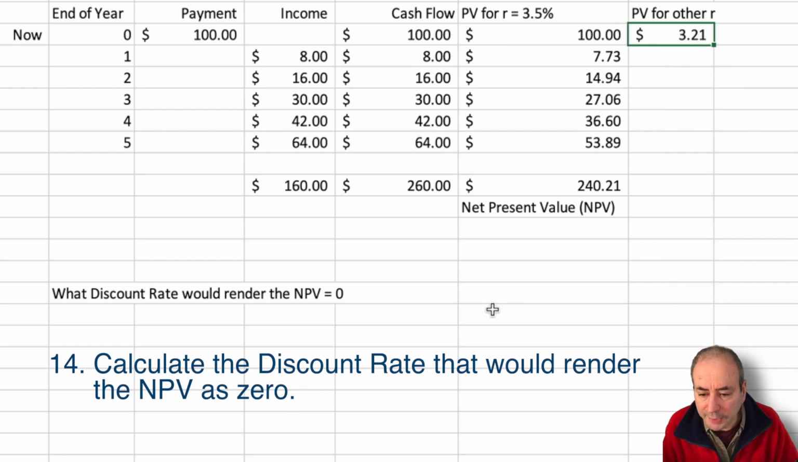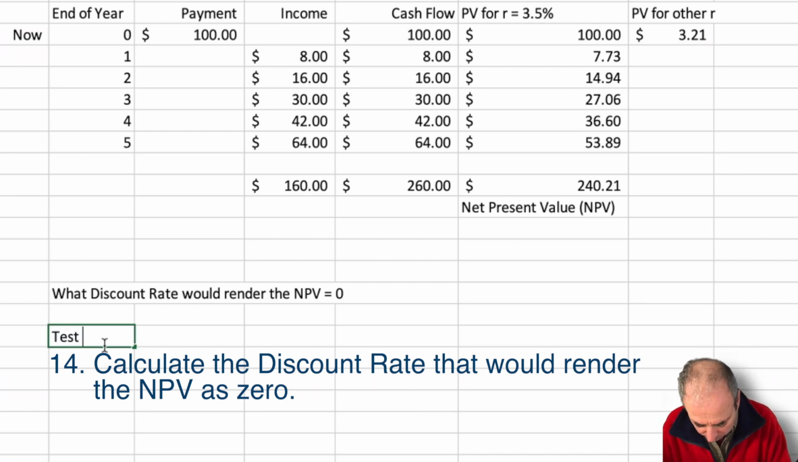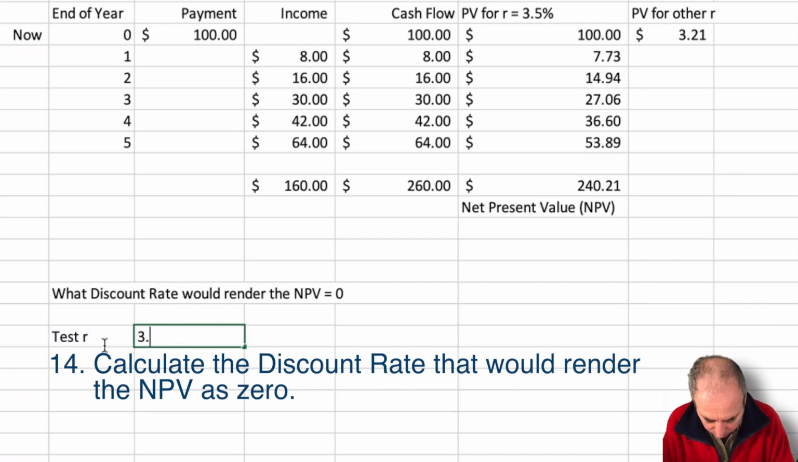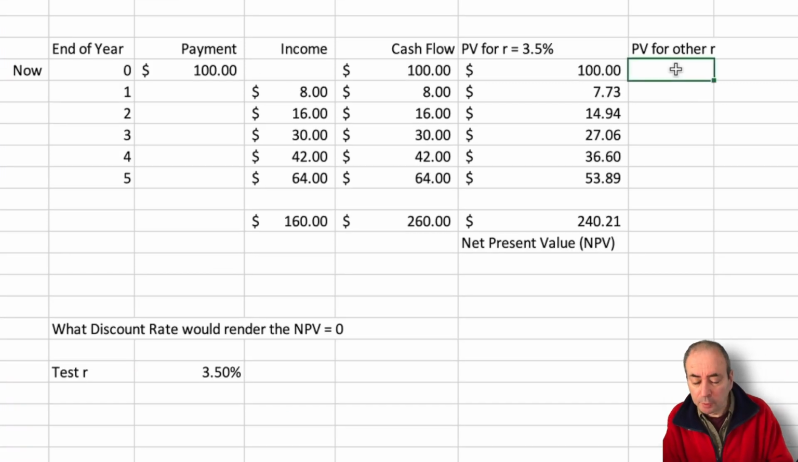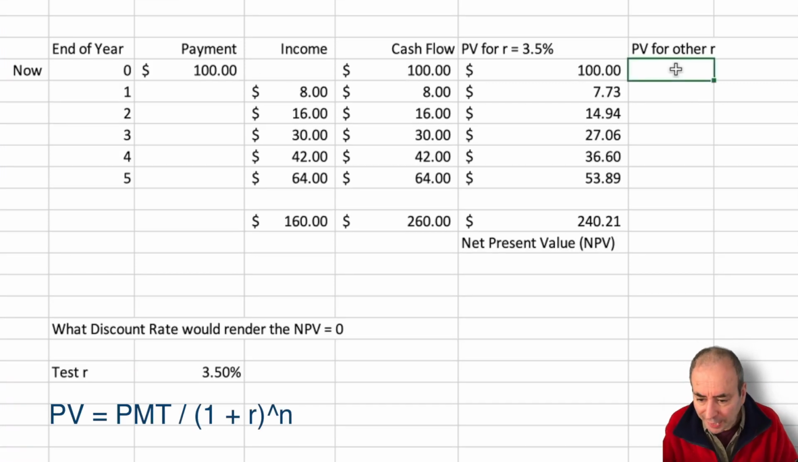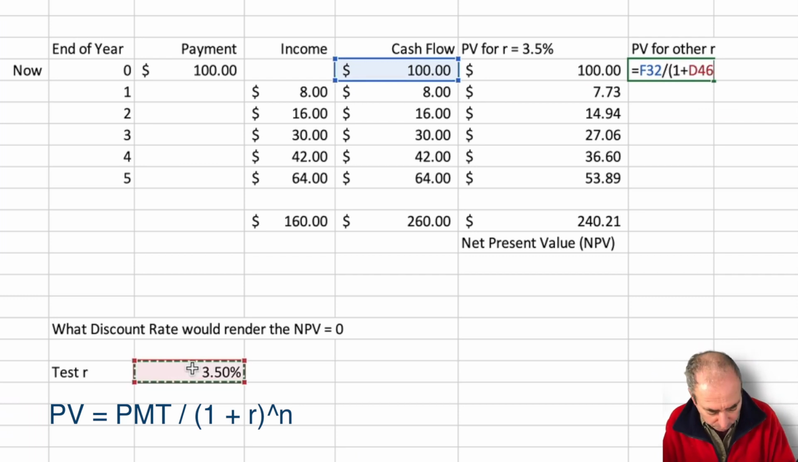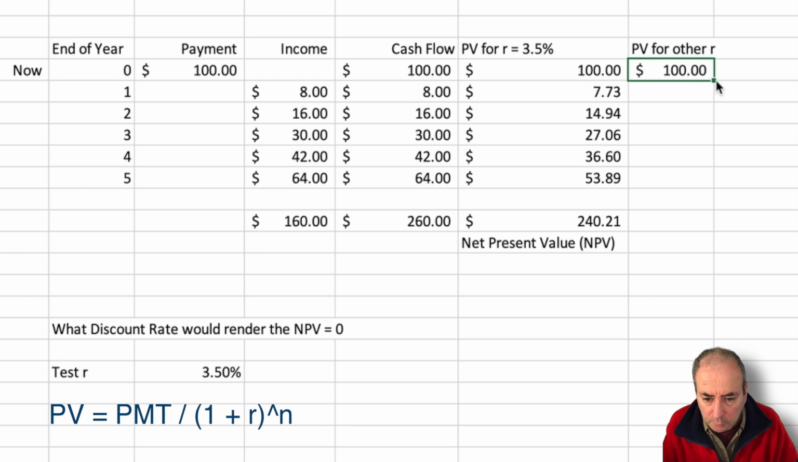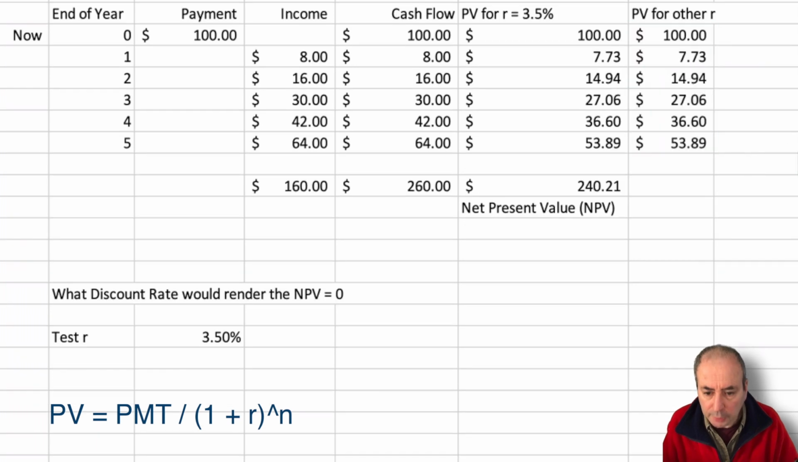We're going to use a test R. So our test discount rate, start off with 3.5 so that we know things are working. So let's rebuild our formula, but using the test discount rate. So we're going to say our present value is equal to the cash flow divided by 1 plus our new test discount rate, which we're going to lock in with our function F4, raised to the power of our year-end index. And we'll copy that down here, and we're correct.